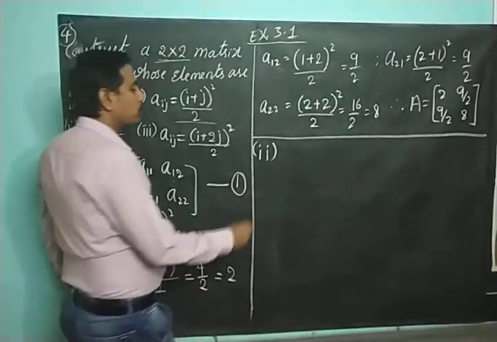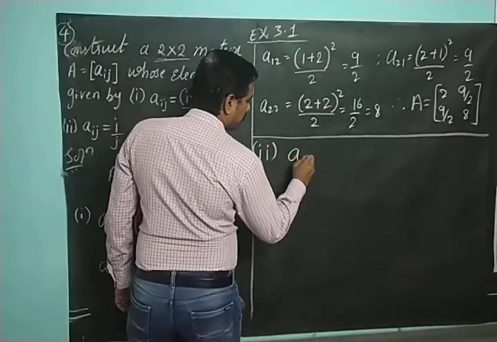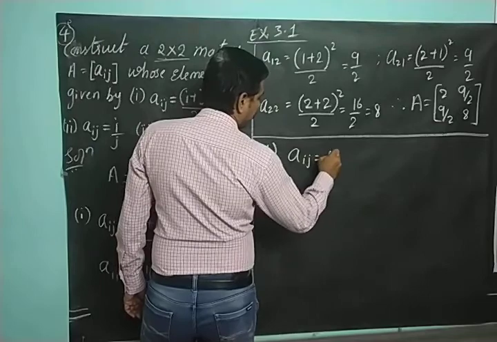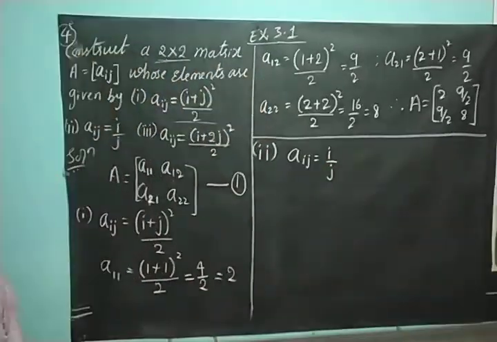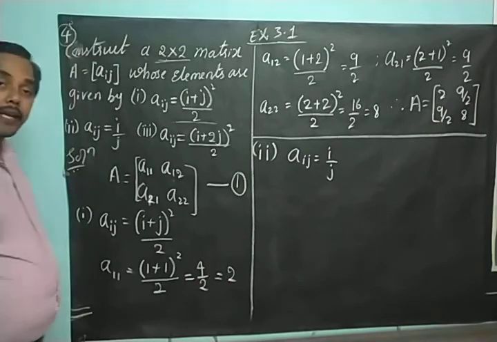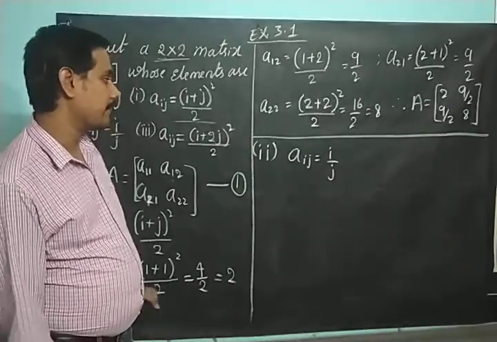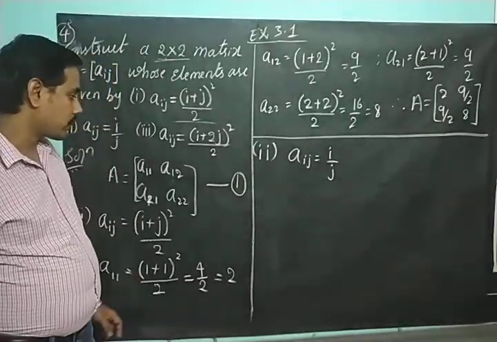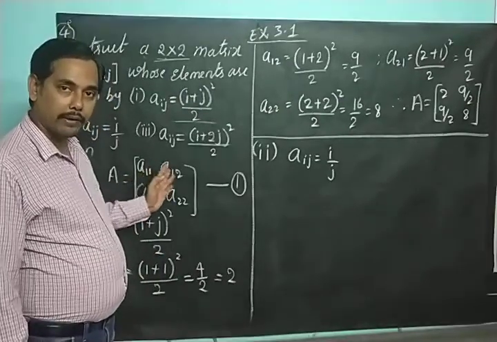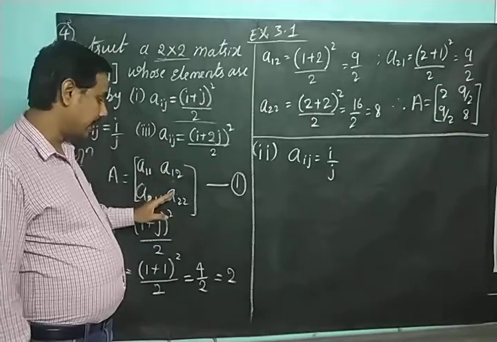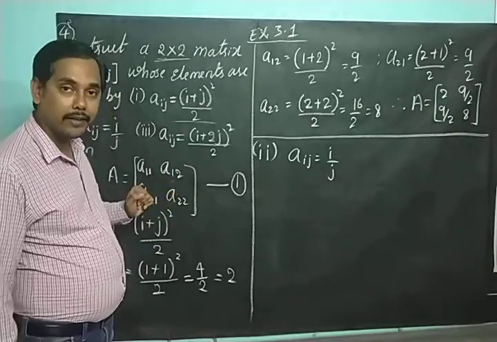Aij is equal to, very simple, i by j. Aij is what? Aij is i by j. Now substitute the values of i and j to get the value of A11, A12, A21 and A22.